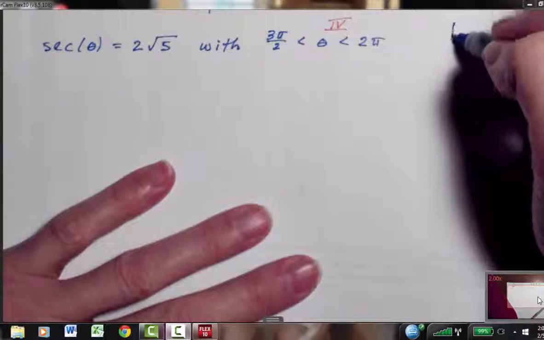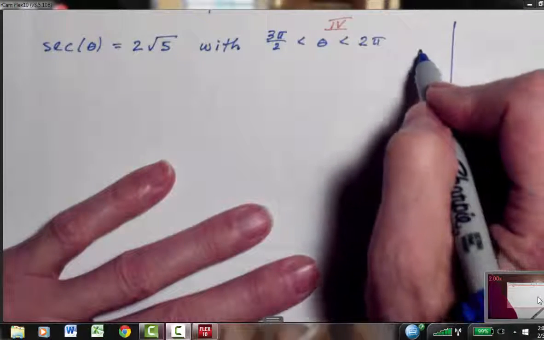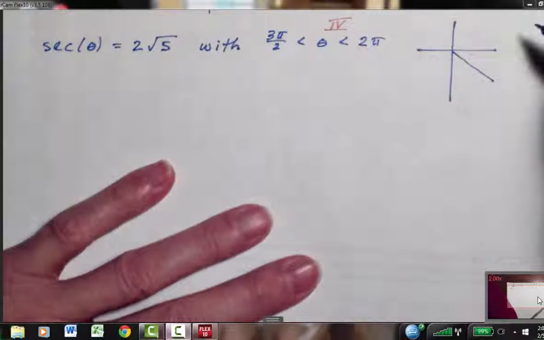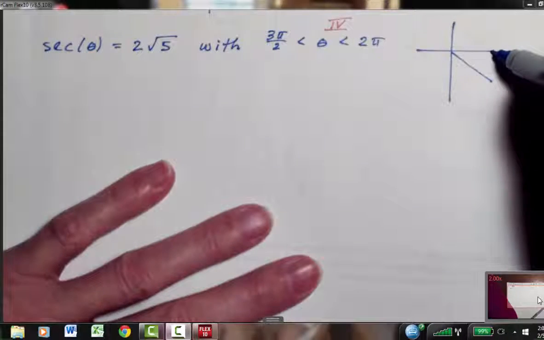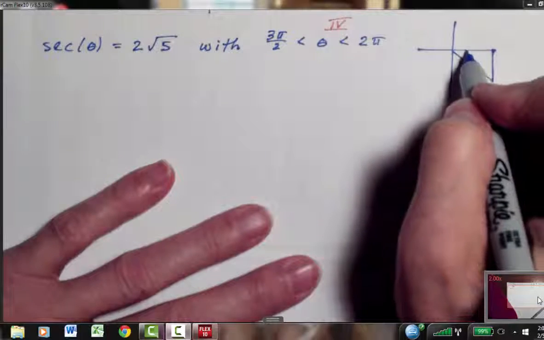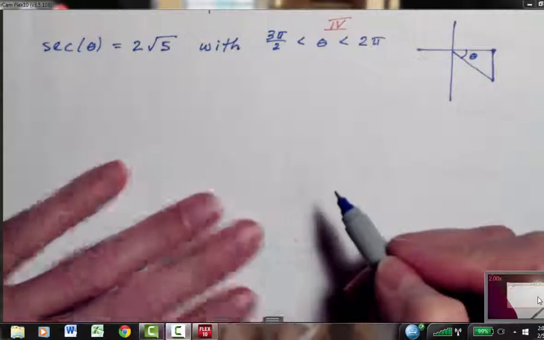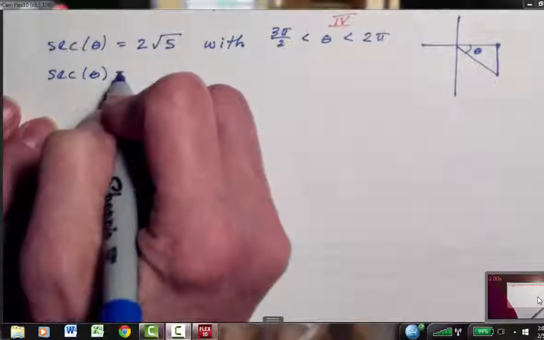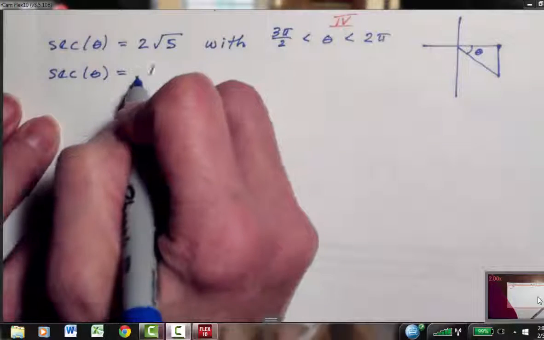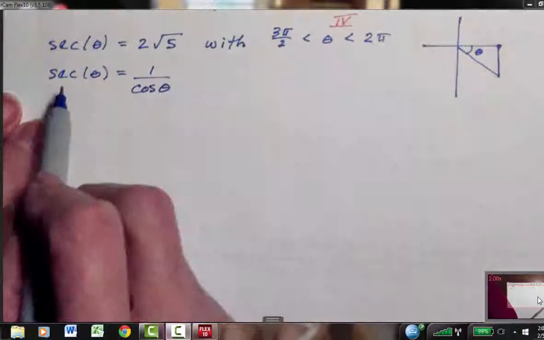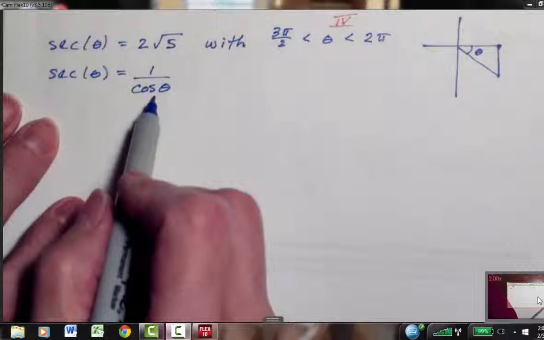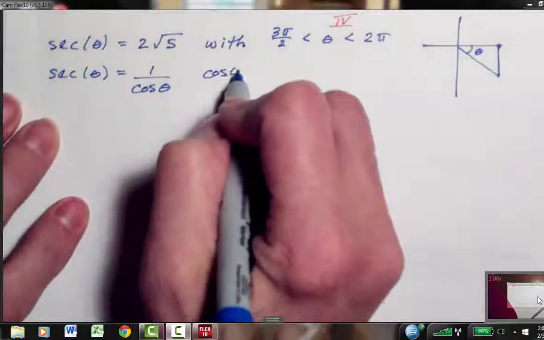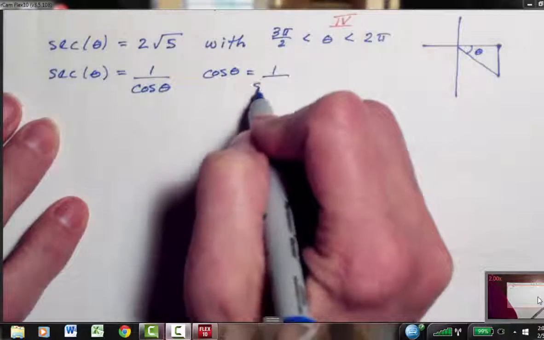So I'm going to draw the triangle now. We're going to be in the 4th quadrant. Here's my terminal side. Remember, I always want to make a right angle with the closest positive x-axis. This is going to be theta. And I'm going to come back here to figure out secant theta, and secant theta is the reciprocal of cosine theta, 1 over cosine theta. So I can figure out what cosine theta is just by taking the reciprocal. So cosine theta is the reciprocal of secant theta.